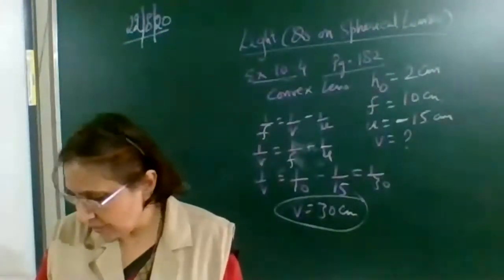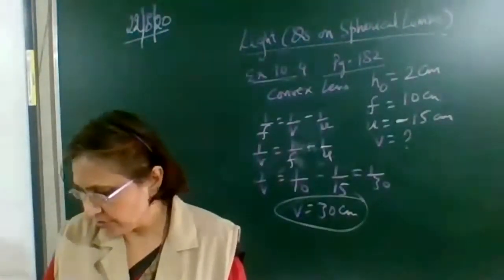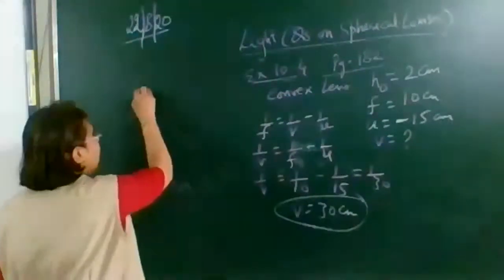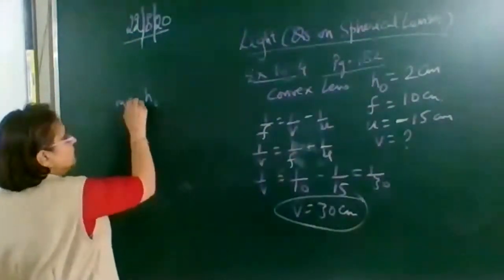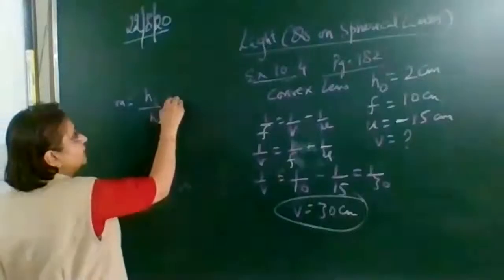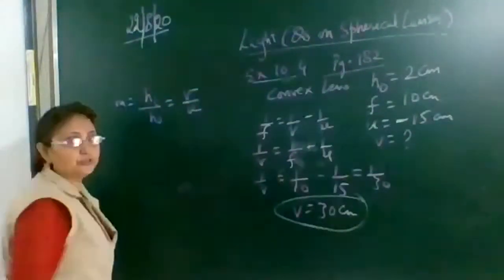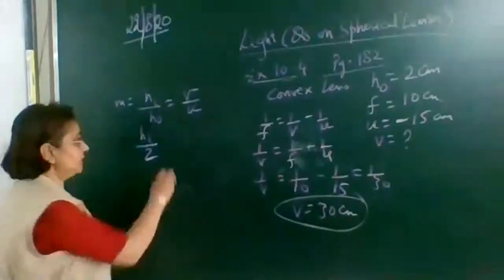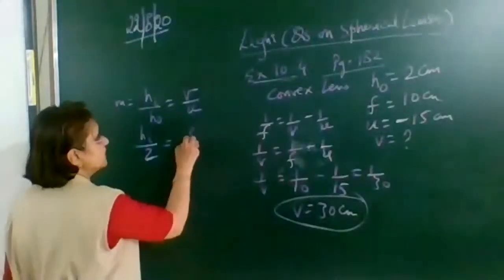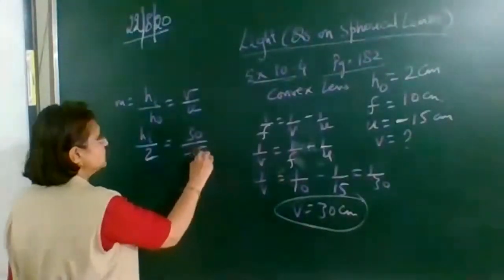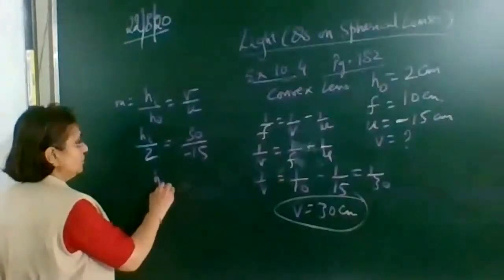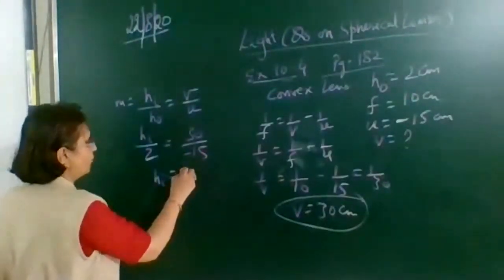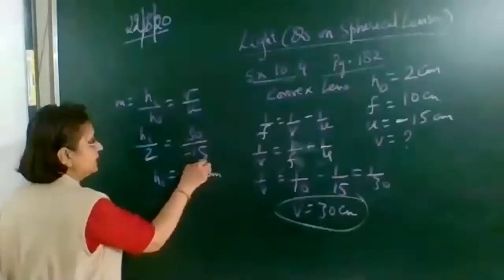Okay, now let's find out the height of the image. In order to find the height of the image, we know that magnification, which is height of the image upon height of the object, is equal to V upon U. Height of the object is given as 2 centimeter. V distance is 30 centimeter. U distance is minus 50. So on simplifying, 2 into 2, this will be 4. Height of the image is minus 4 centimeter.